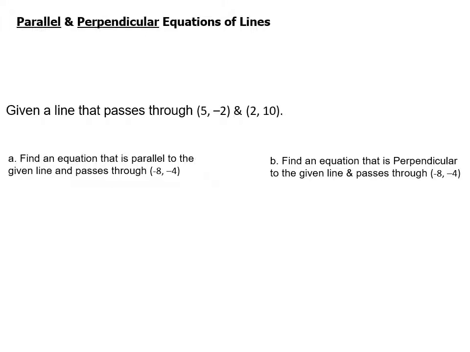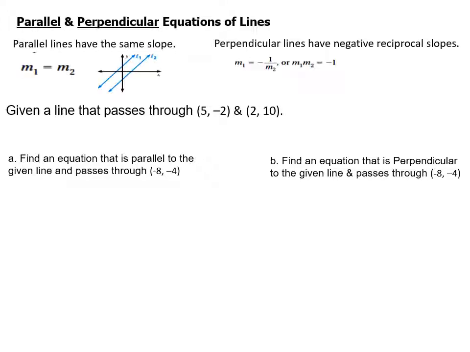Parallel and perpendicular equations of lines. Parallel lines have the same slope. Perpendicular lines have negative reciprocal slopes. If we are given a line that passes through the points (5, -2) and (2, 10), we want to find the equation of a line that's parallel and perpendicular that goes through (-8, -4).